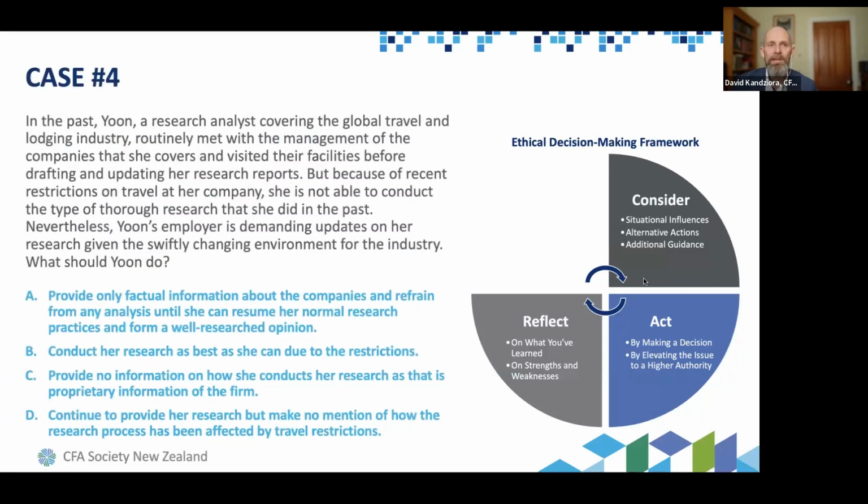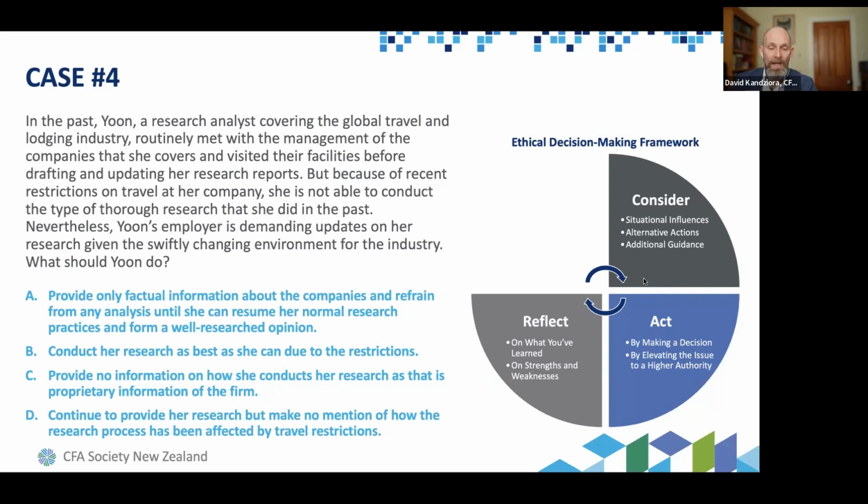Cool. So this was the last of the CFAI case studies. We've got Ewan, a research analyst covering the global travel and lodging industry. He routinely met with the management of companies. She discovers and visits the facilities before drafting and updating her research reports. Because of recent travel restrictions at her company, she's not able to conduct the type of thorough research that she did in the past. Nevertheless, Ewan's employer is demanding updates on her research. Given the swiftly changing environment for the industry, what should Ewan do?